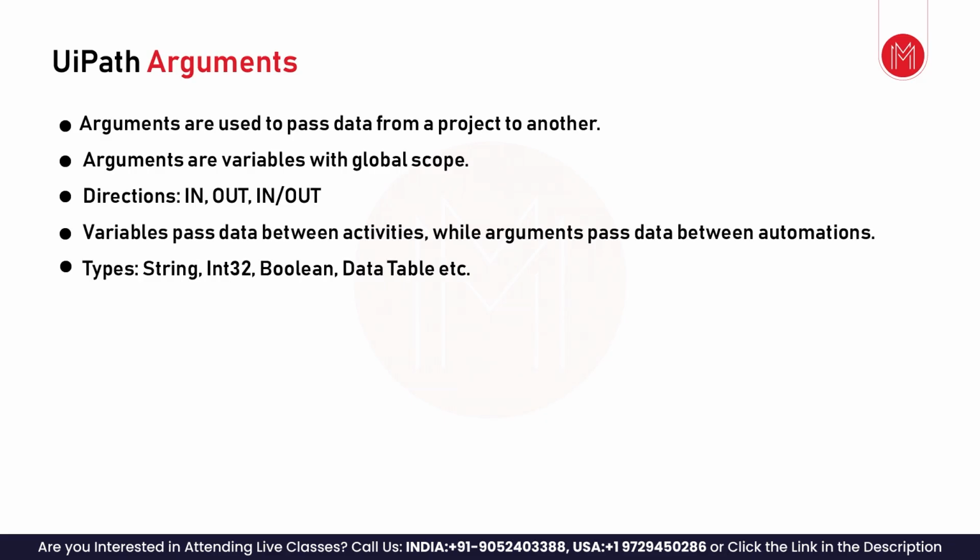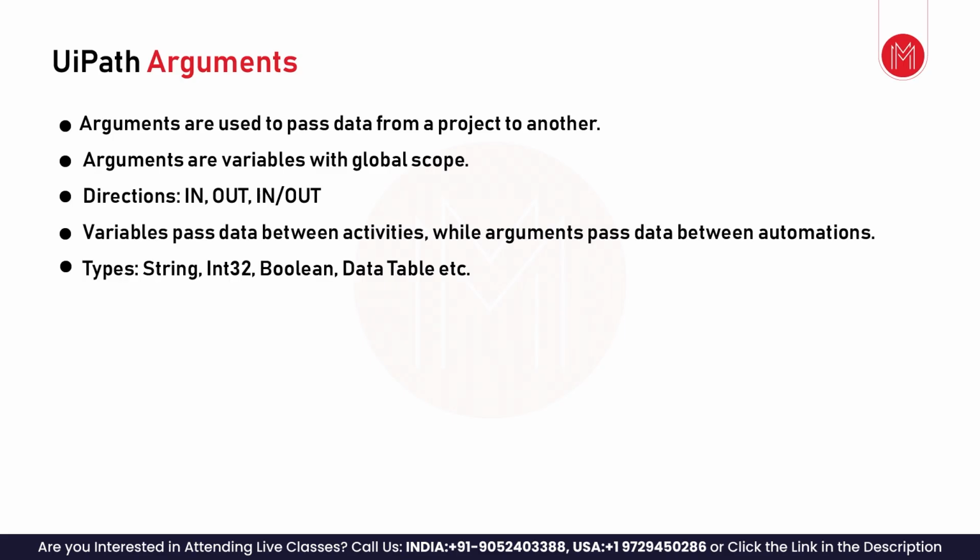Yesterday we were creating variables, not arguments. We wanted number 1 and number 2, and we wanted to store them in our data, so that is what we used variables for. Today we are going to see UiPath arguments. Yesterday we were using a single file, right?